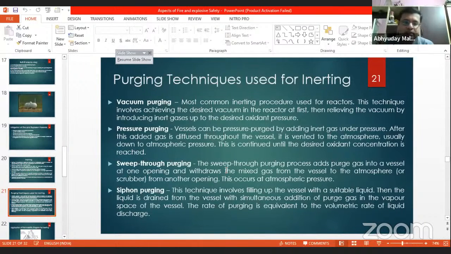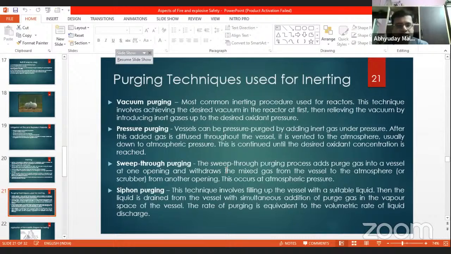And after the gas is transferred to the vessel, this gas is diffused throughout the vessel, and lastly, it is vented to the atmosphere, usually down to atmospheric pressure. That means you continuously transfer a high pressure inert gas into the vessel, diffuse the inert gas throughout the vessel, then take it out of the vessel. And this is continued until the desired concentration of the oxidant inside the vessel is reached.